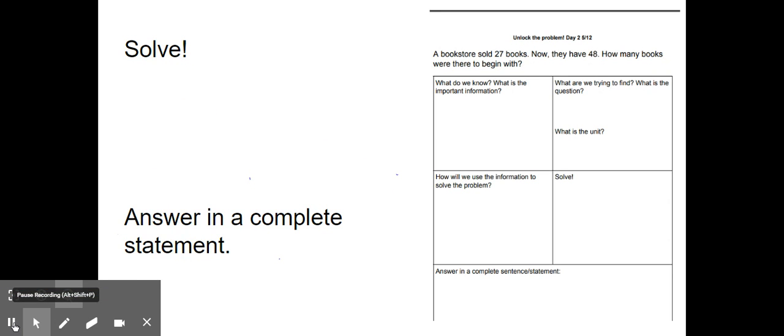When you are done solving the problem, make sure you write your answer in a complete sentence. Remember, in second grade, we always start our sentences with a capital letter and end with punctuation. Also, make sure that you use the unit in your sentence. We're talking about books, so your answer needs to have the unit books in it.